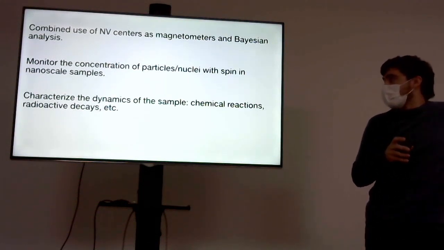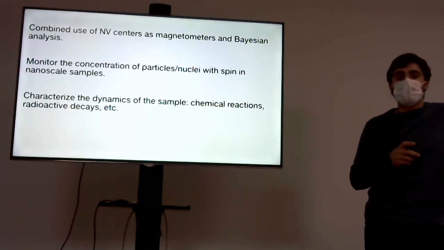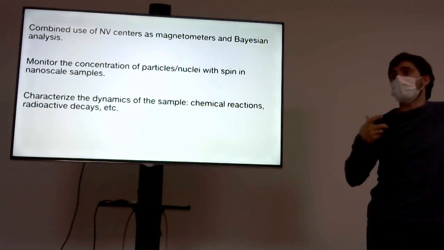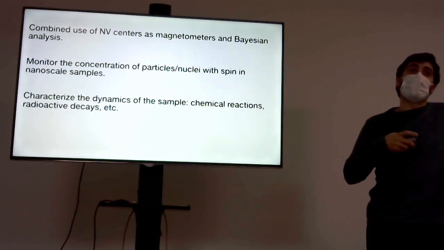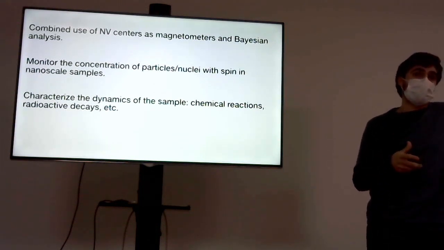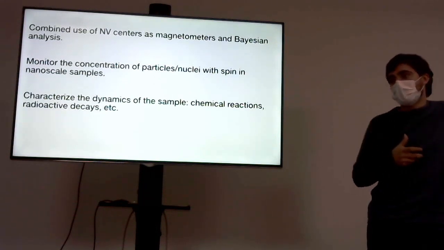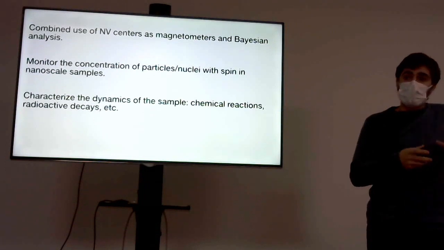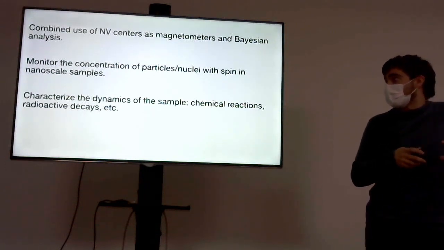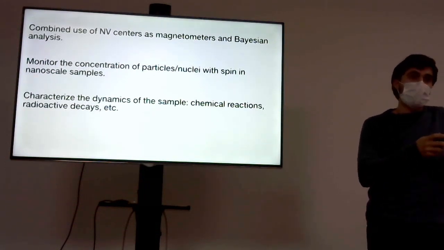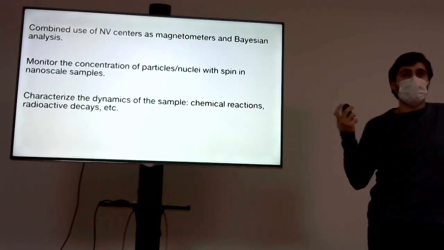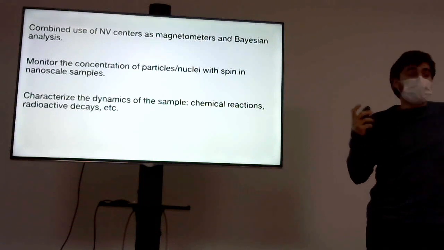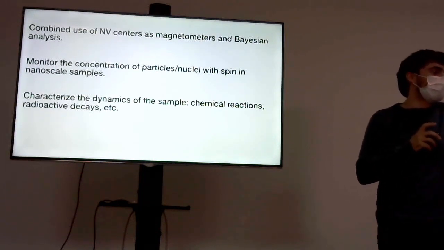One of them is people that are interested in characterizing chemical reactions that involve radicals, so electrons that carry spins, and therefore we can detect them. By identifying the evolution of the amount of radicals in the sample, it could be used to characterize these chemical reactions. This looks promising from now.